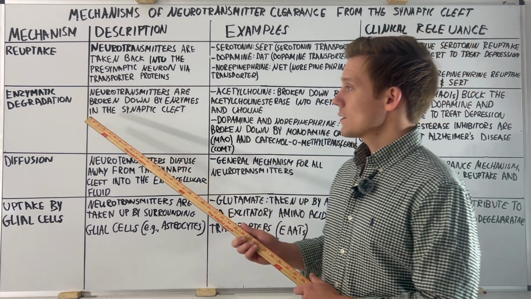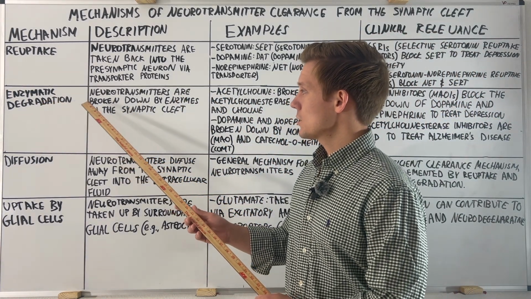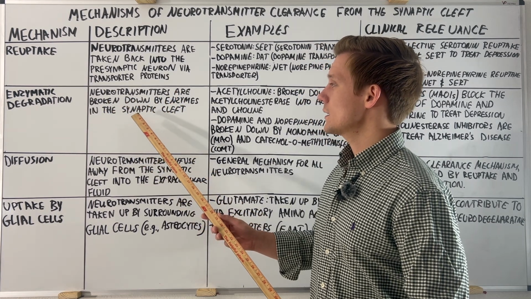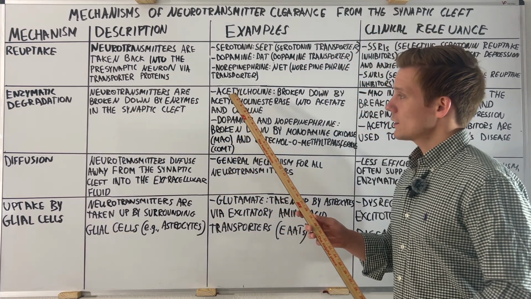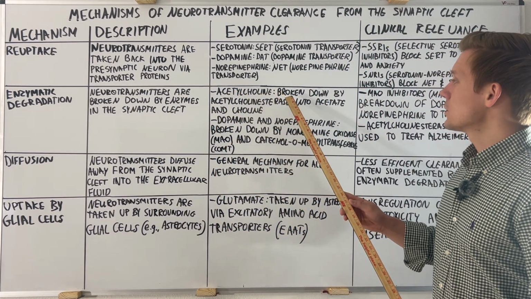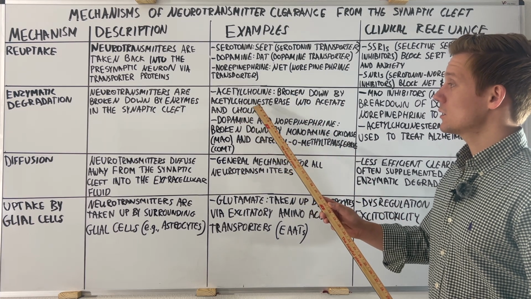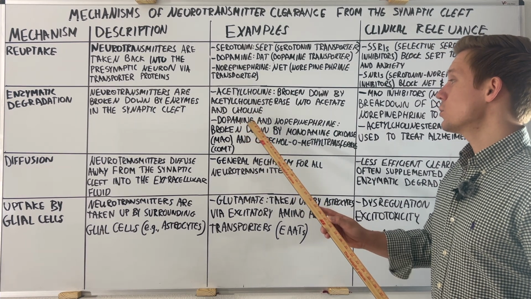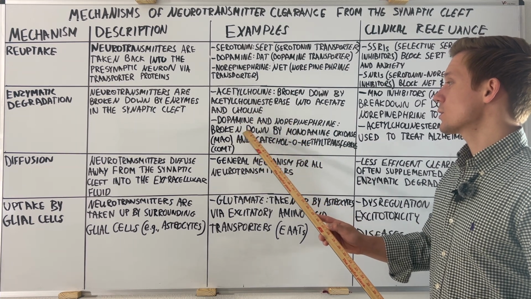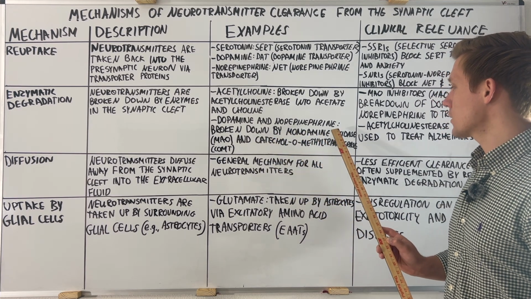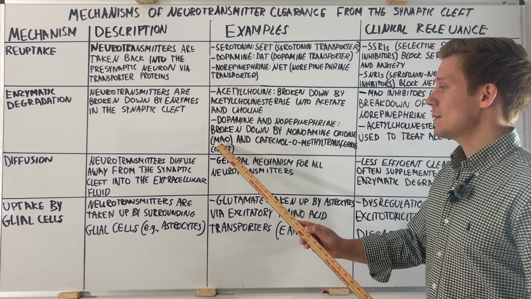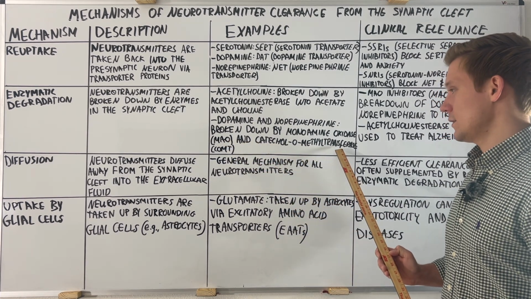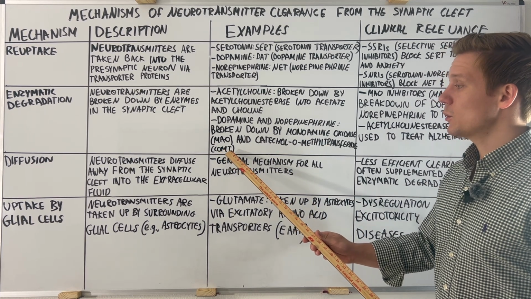The second mechanism involves enzymatic degradation, which is when neurotransmitters are broken down by enzymes in the synaptic cleft. And this includes acetylcholine, which is broken down by acetylcholinesterase into acetate and choline. And then dopamine and norepinephrine, which are broken down by monoamine oxidase, abbreviated MAO, and catechol-O-methyltransferase, abbreviated COMT.